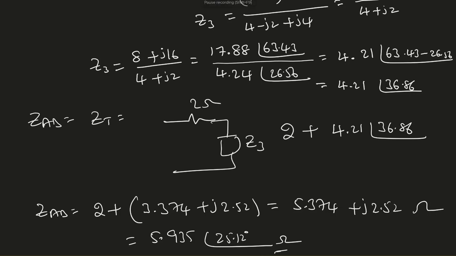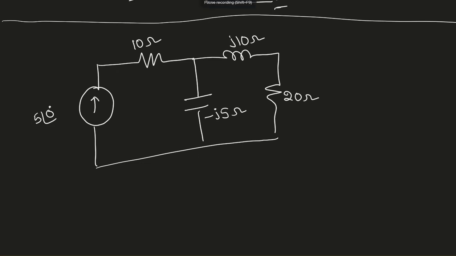Next example. In this example, we're asked to find the current passing through the capacitor reactance. So we need to find I1. This is a simple example. All I need to do is use the current division rule. So I know this is a current source.